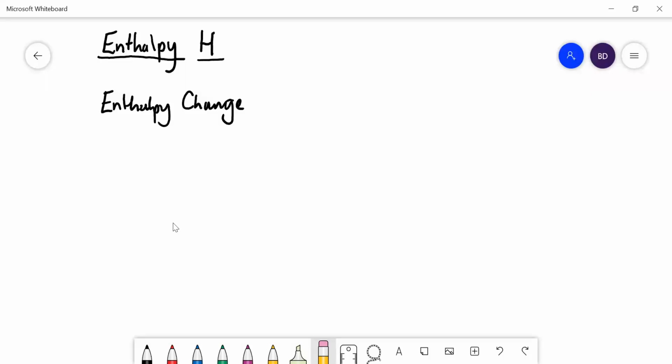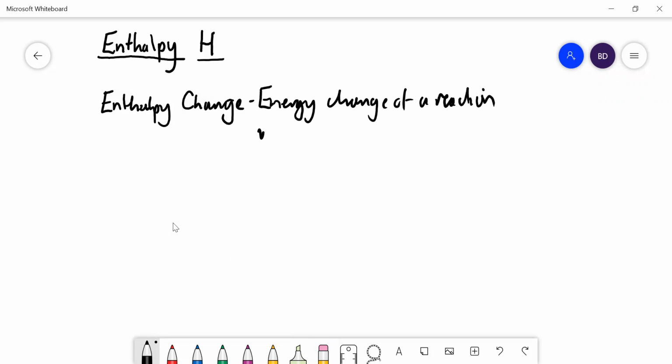Okay, we're going to talk about enthalpy, and more specifically, we're going to talk about enthalpy change. Now, what is the enthalpy change? It's defined as the energy change of a reaction, but measured at constant pressure. So that's the strict definition of what enthalpy change is.